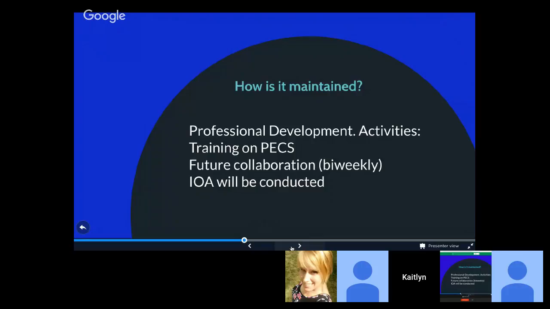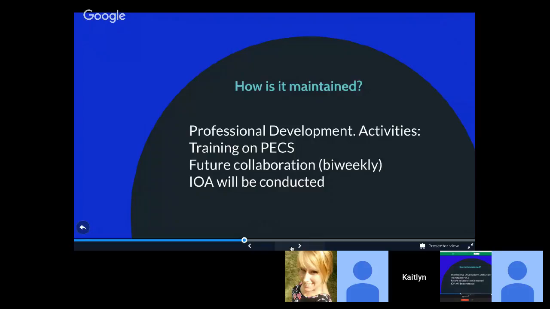Another thing that would be important is to conduct IOA procedures. So teaching the stakeholders how to complete an IOA and how to ensure that consistency among running the procedures is happening at all times.